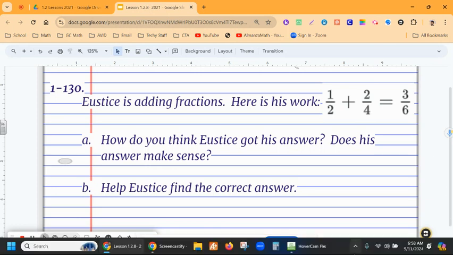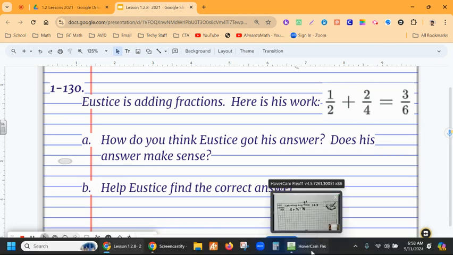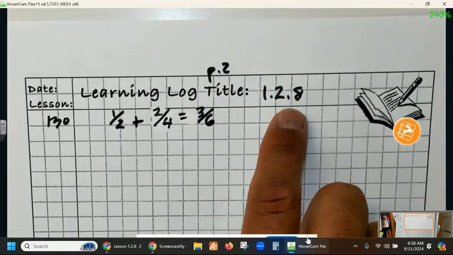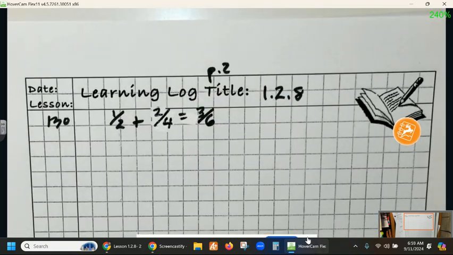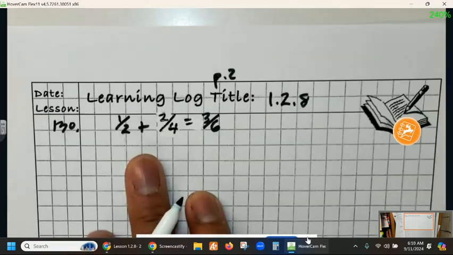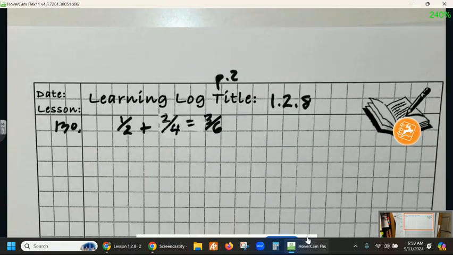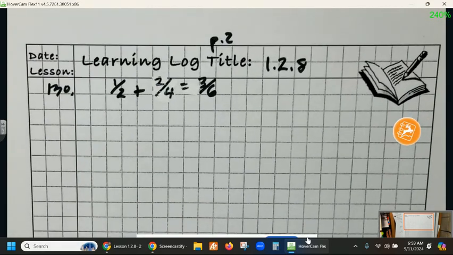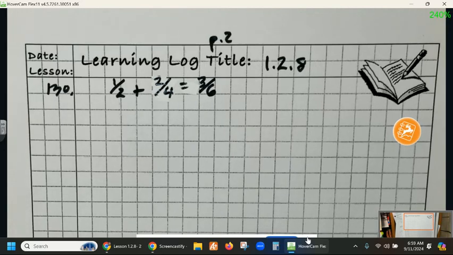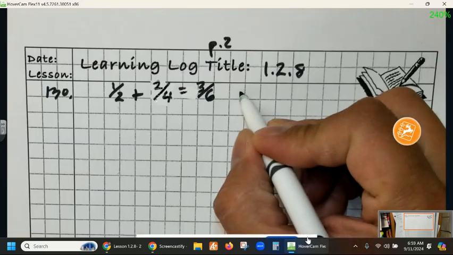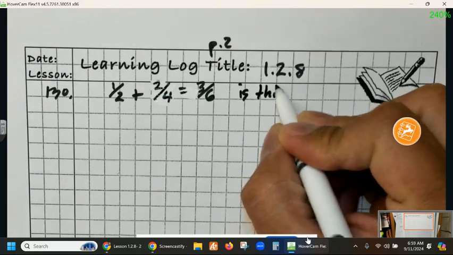So let's go ahead and set up our paper. So this is page 2, lesson 128, and the question in our book is 130. So here's Eustace's work. Go ahead and copy that down. And our question is, does this make sense? Or is this correct?